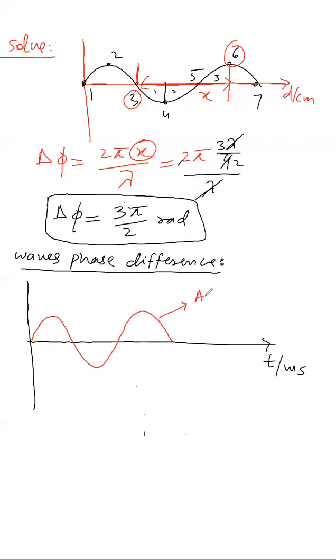Now along x-axis, I can label the time values for you. Let's say this is 2 millisecond, 4, 6, 8, 10, 12, and 14 millisecond. This is 0, by the way, and along y-axis is always the displacement.